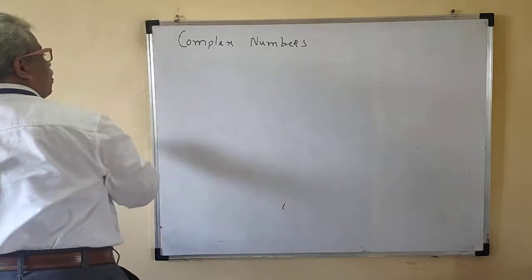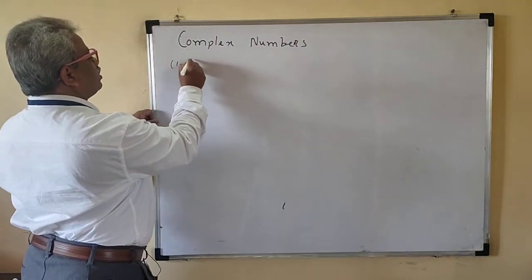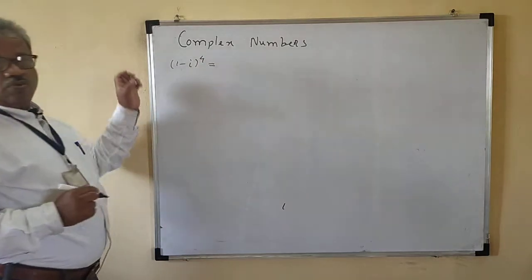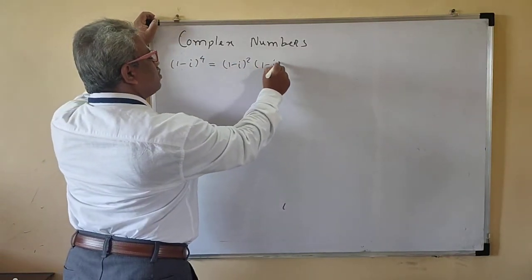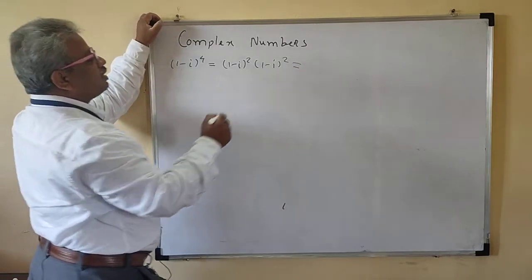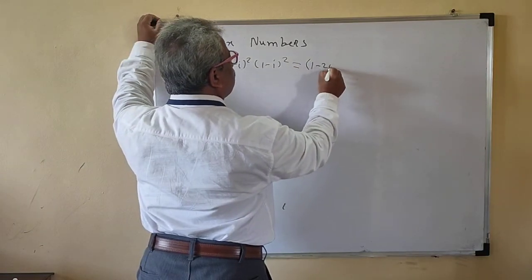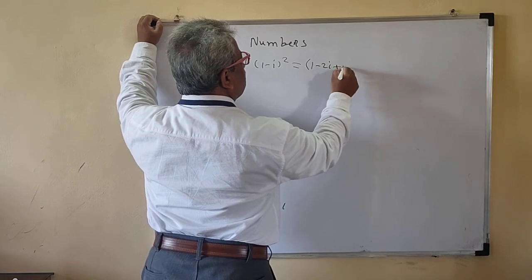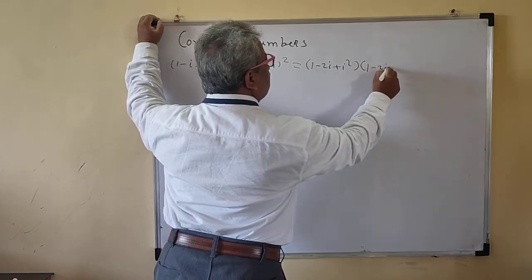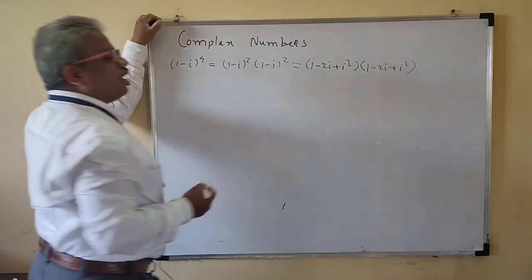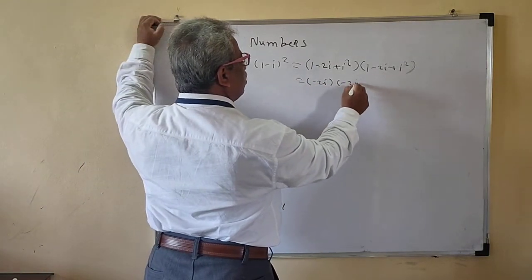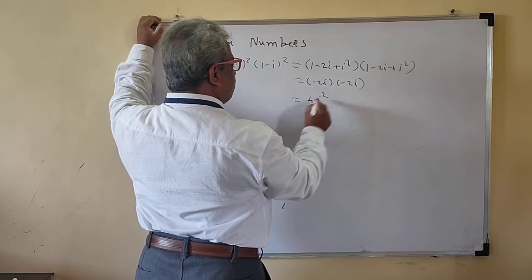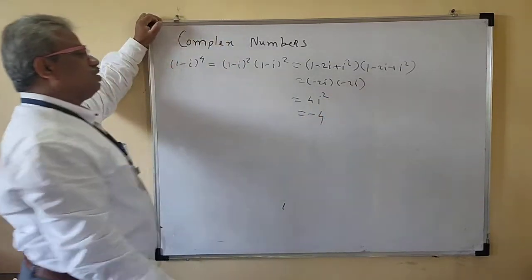So suppose you want to find (1 − i)^4. Better to find (1 − i)^2 first. So (1 − i)^2 is 1 − 2i + i². Since i² is minus 1, this gets cancelled. So this is −2i − 2i, which is −4i... so this is 4i², but i² is −1, so this is −4.